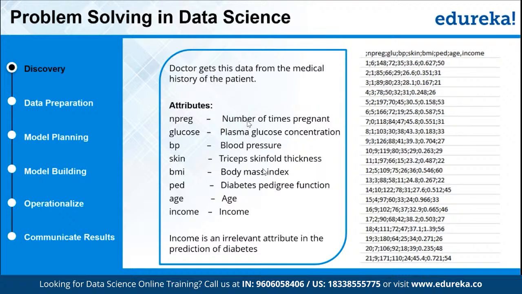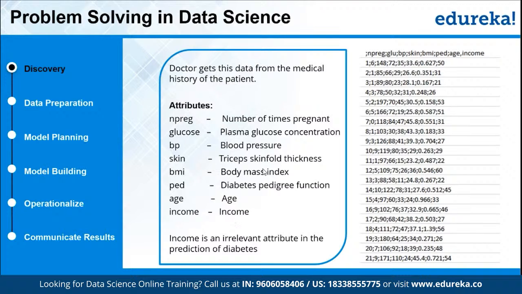This is the medical data, or the history of a patient, like glucose, BP, top scan, BMI, age, income, right? So now this is the data which you have received. Because it is the patient's history, by looking at income you'll say that this feature is irrelevant. So again, this is your job as a data scientist, to get rid of the irrelevant features, or the irrelevant attributes.